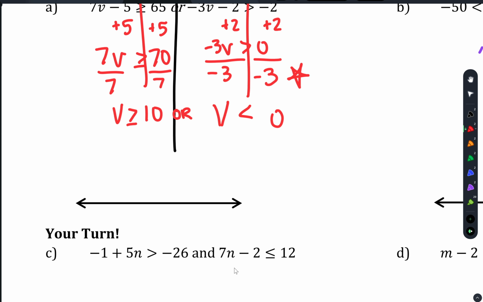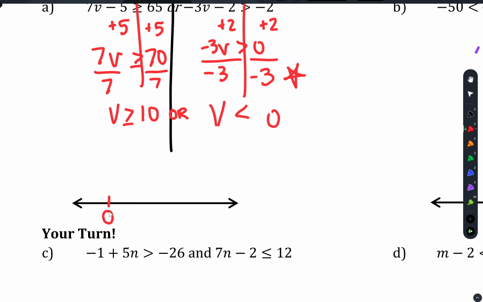Remember, when I graph these, I'm going to put my smaller number on the left, my larger number on the right, and then pick a number in the middle. Open or closed circle on 0. Open or closed circle on 10. And then which way do my arrows point? Outwards, away from each other.